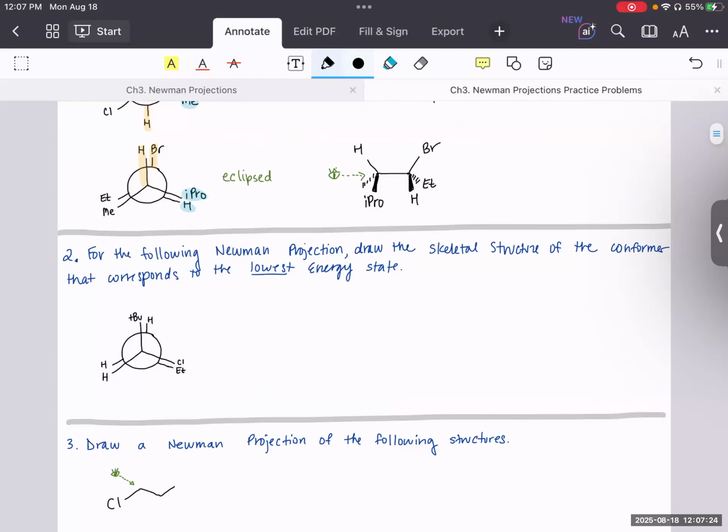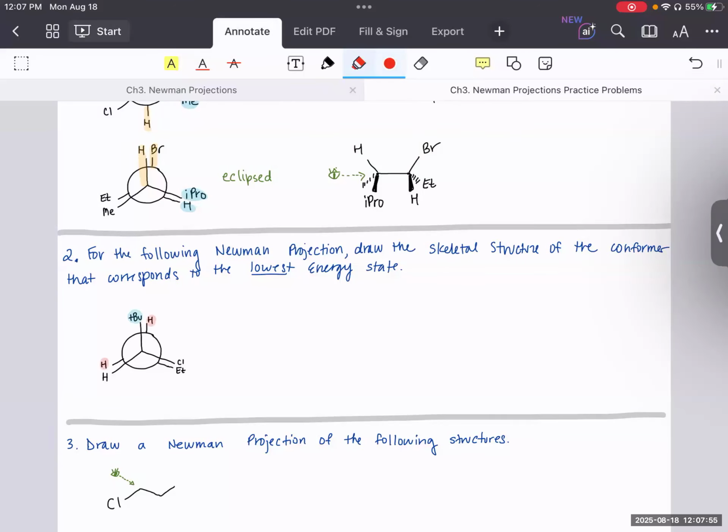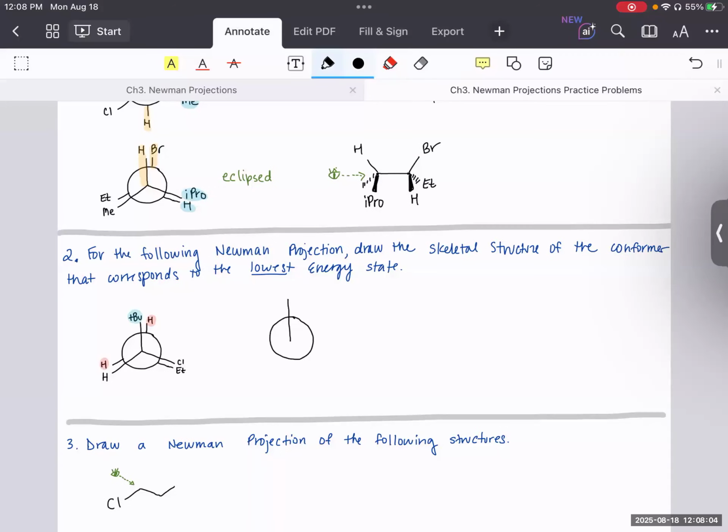All right, for this next question, we want to draw the skeletal structure of the conformer that corresponds to the lowest energy state. Before we convert this to a skeletal structure, we first want to rotate this Newman projection so that we're in the lowest energy state. For the lowest energy state, we want to take our biggest groups. In this case, this t-butyl is the biggest group that we have, and we want to make sure that it's surrounded by the smallest groups. The smallest groups on the back carbon are going to be these two hydrogens. So we want to rotate that back carbon until those hydrogens are on opposite sides of that t-butyl group.